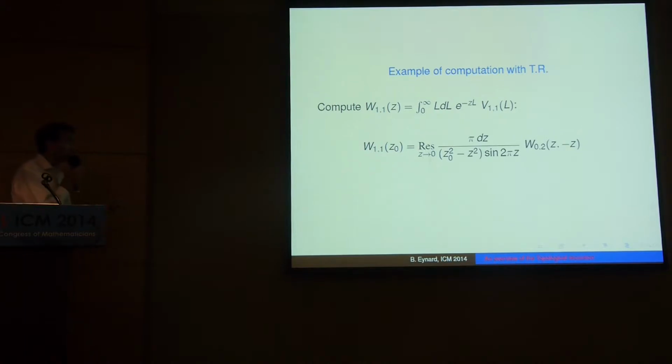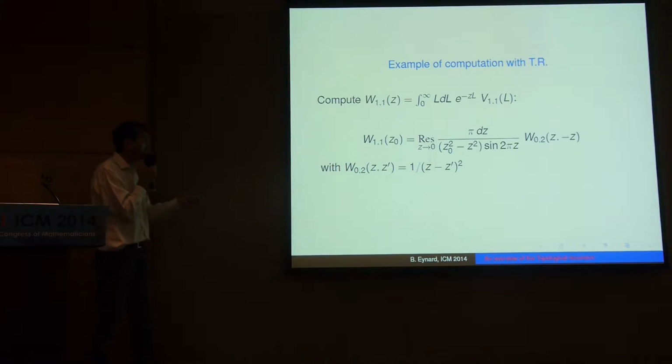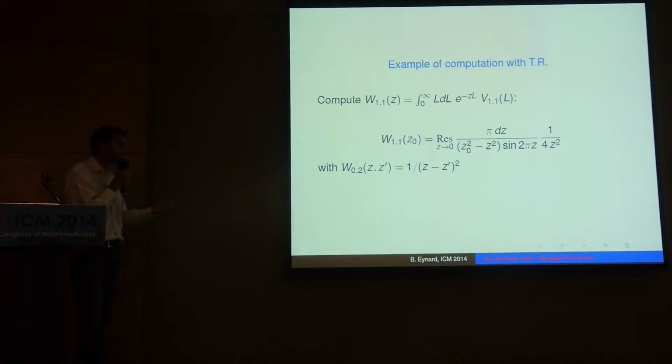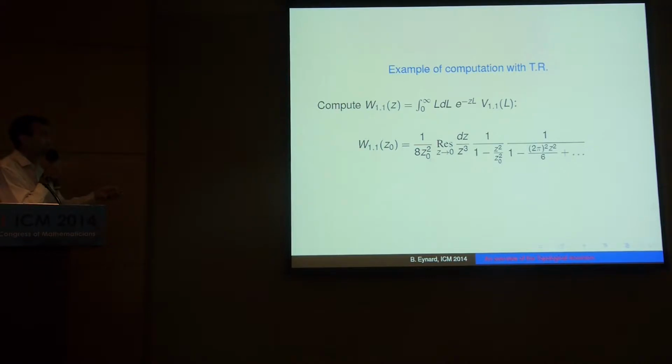Let's compute it. Remember that I defined W_{0,2} to be 1 over (z minus z')^2. So this means that this term is in fact just 1 over 4z squared. Now, since you have to compute a residue, you just Taylor expand everything around 0. So this is the expansion of the first term, the expansion of the sine function, this 1 over 4z squared. The pi is going to cancel, the 2 times 4 is going to make an 8 times z squared, so let's put it in front. And so you have a triple pole and the expansion of the sine function, for instance, here.